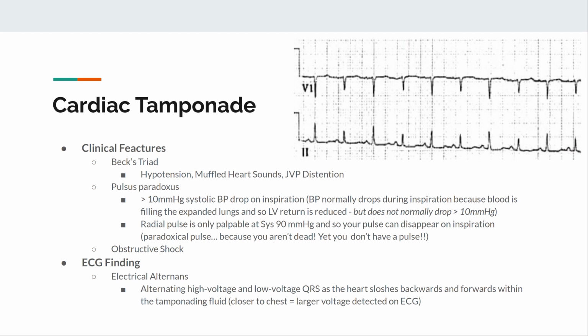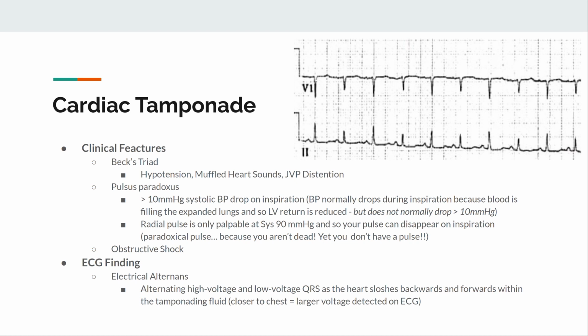So normally then, if breathing in reduces your left ventricular venous return, pulmonary blood return, that will drop the blood pressure as you breathe in, right? Because there's less blood going into the left ventricle, so your blood pressure will drop as you're breathing in. But it shouldn't drop more than 10. If it drops more than 10, that suggests that you're having a really hard time returning blood to the left ventricle, which suggests that there could be cardiac tamponade happening.